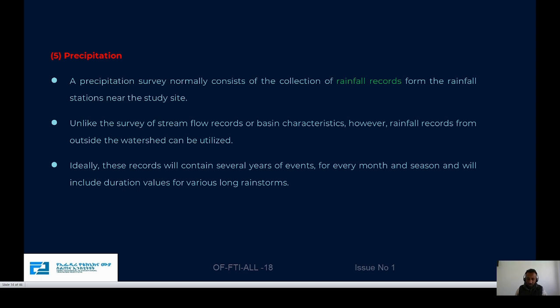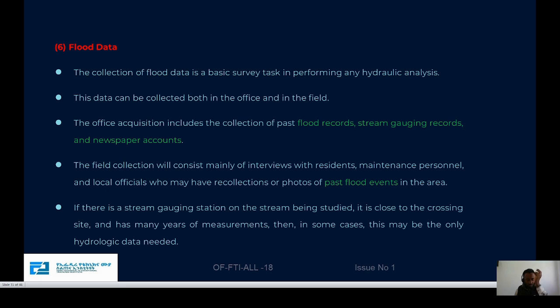So the size will be related mostly to the rainfall records related to the size of the ditches. The flooding data is also very important, so this data will be collected by office and field work. Mostly the office will be collecting information from the flood records, stream gauge records, and also newspaper accounts, mostly done by office workers.